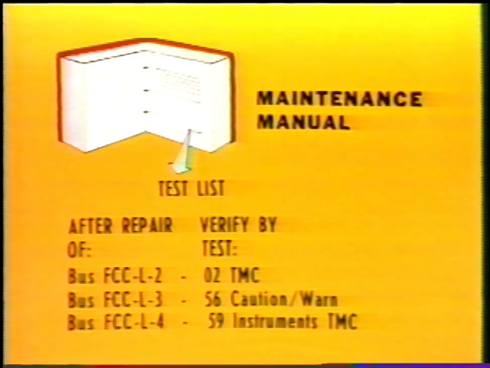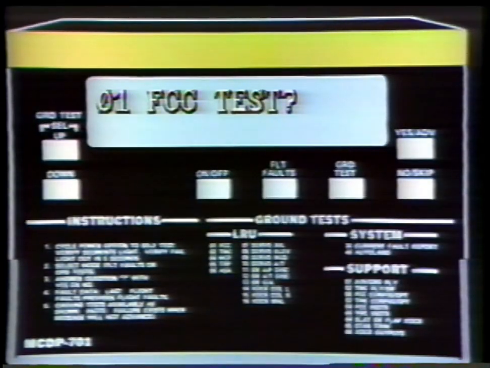The maintenance manual identifies appropriate ground tests after making a repair or replacement. Tests are called up in sequence, starting with 01. Test numbers which are not assigned are automatically skipped when moving up or down. Test titles are followed by a question mark which asks if the test is to be initiated.